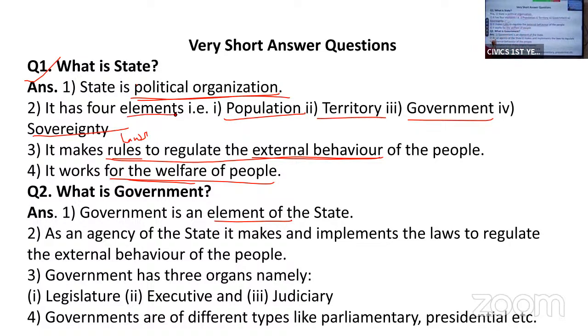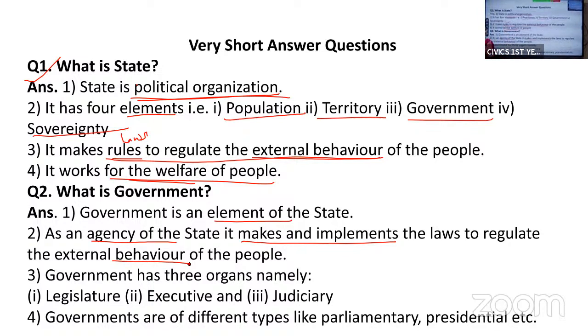So, next point, government is an element of the state. So, what does the government do? It makes laws. Okay. So, government, we say it is an agency of the state which makes and implements the laws. Why is it making the laws? To regulate the behavior of the people, to regulate the external behavior of the people.